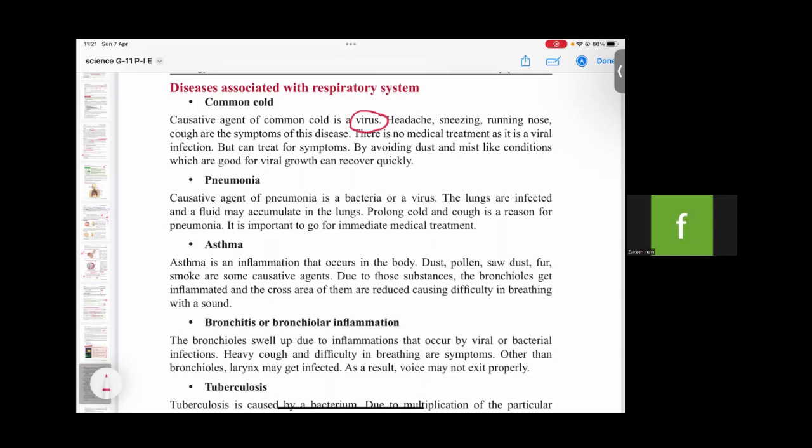You will have headaches, sneezing, cough. They are the symptoms of the disease. As it is related to a virus, there is no medical treatment, but we can treat the symptoms. Also, we can avoid dust and mist conditions, because they are very good for viral growth.